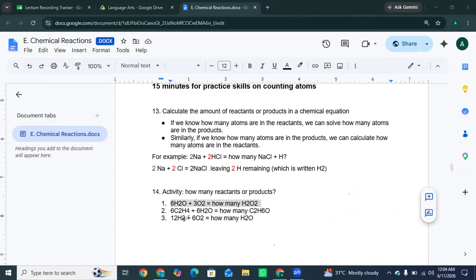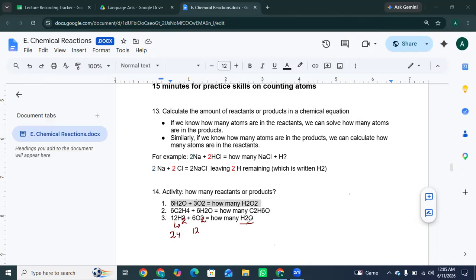So the next one is 12H2 plus 6O2. How many H2O? Like in the previous example, 12 is a coefficient and 2 is a small number. So we simply multiply this: 24 hydrogen. And how many oxygen atoms? 12. How many H2O? Figure out the missing front number. So we need to make H2O, which is this.